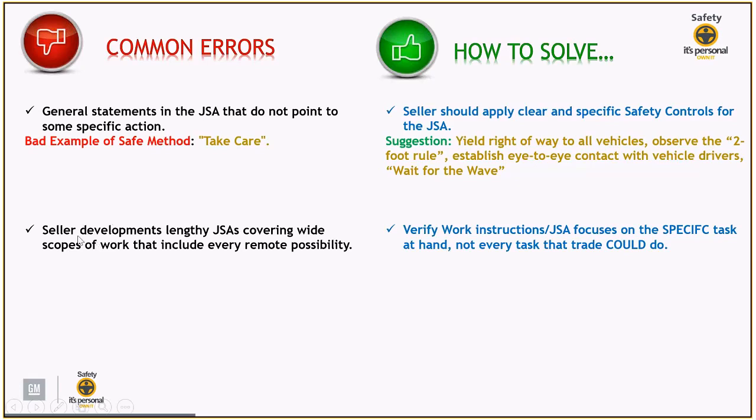Some common errors also: the seller develops lengthy JSAs covering a wide scope of work that include every remote possibility. This is an absolute no-no. We can help resolve this by verifying that work instructions and JSAs focus on the specific task at hand, not every task that the trade could do. Those are just a couple examples of common errors and how to resolve them. And when I say resolve, I mean providing guidance to the seller on how they need to fix the JSA. Because keep in mind, if we don't let the seller know that what they're submitting to us is incorrect, they're going to keep submitting incorrect information to us.